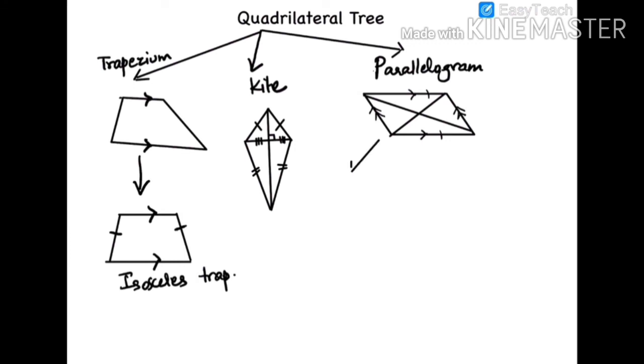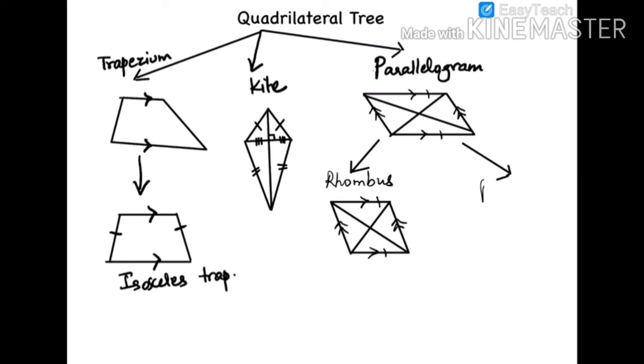Now a parallelogram that has all sides equal will be called a rhombus. So a rhombus will satisfy all properties of a parallelogram, that is, opposite sides will be parallel and equal and the diagonals will bisect each other at right angle. So we can say that a rhombus is a parallelogram.